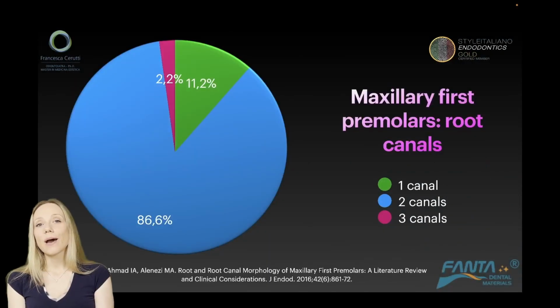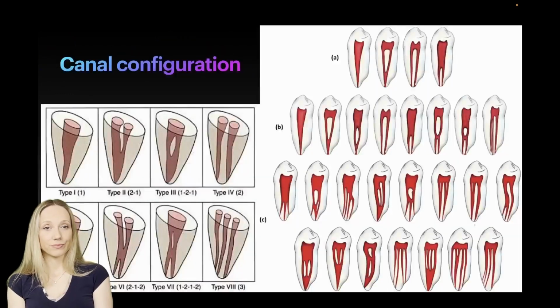When we talk about the number of root canals in maxillary first premolars, we see that the vast majority of first premolars have 2 root canals, while 11.2% of these teeth have only 1 root canal and 2.2% have 3 root canals. We saw the canal configuration by Vertucci. We all know it in its initial formulation. We also know that there were some variations over time.